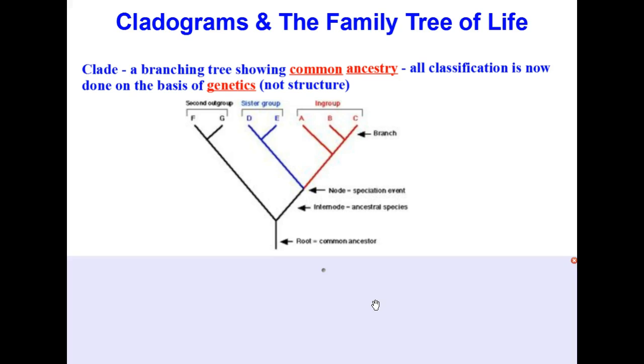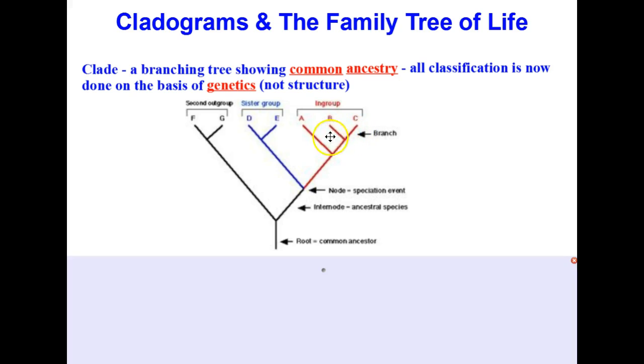But the technical terms that go with these is that this bottom line that divides and produces all the different organisms is called the root. And this root is the common ancestor. As you travel up through, an internode is an ancestral species. So this would be an internode here, and this would be an internode. A node, a spot where the branch divides, is a speciation event. We talked about that in our last video lesson.